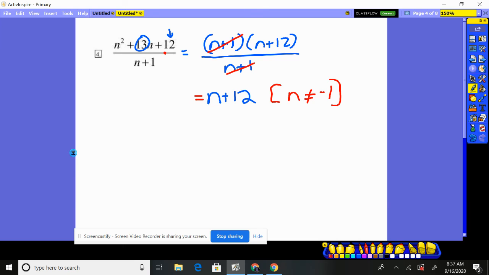If n is 7, right up here, if you plug 7 into that equation, I guarantee you're going to get 19. And I would much rather do 7 plus 12 than 7 squared plus 13 times 7 plus 12 divided by 7 plus 1. Yes, of course. All right, problems 1 through 4 there for you. Hope it helped you.